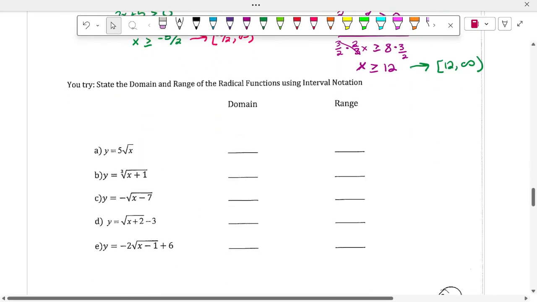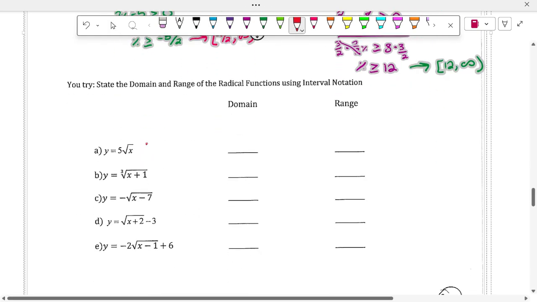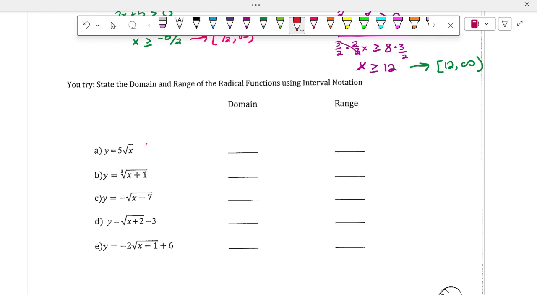For letter A, what do you think the domain is? Guys, take the number. X is greater than or equal to 0. So in interval notation, that is... good. Now, the range, there's two ways to get it.